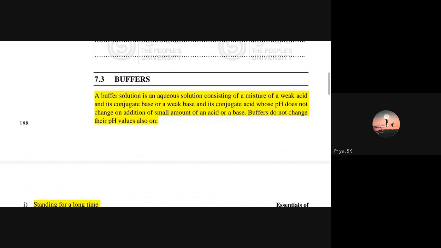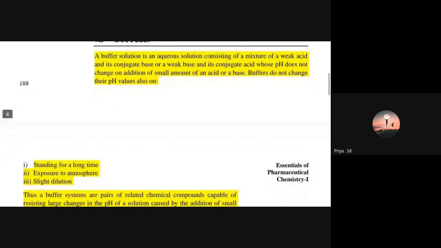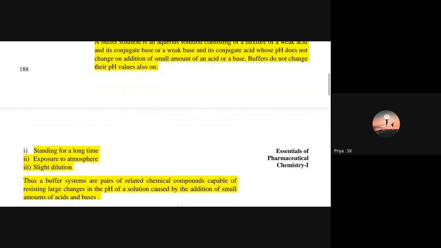That's why it is called a buffer, because it doesn't change the pH, since it is a combination of either a weak acid and its conjugate base, or a weak base and its conjugate acid. So buffers do not change their pH values. Also, standing for a long time will not change the pH. Exposure to the atmosphere or any slight dilution will not change the pH either.